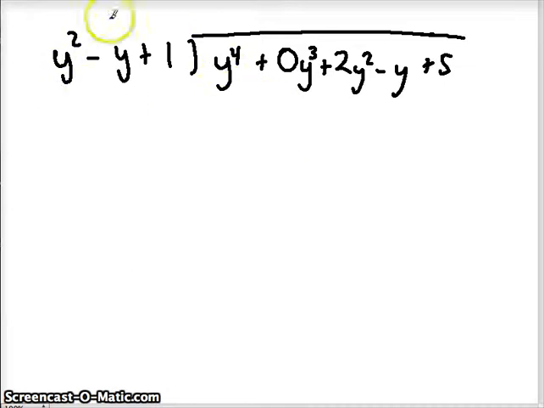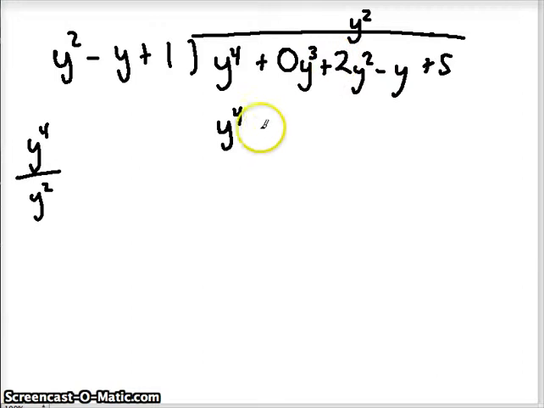So again, over on the left, we're looking for our variable with the highest power. That would be y squared. So we're going to see how many times y squared fits into all of these terms here. So our first term is y to the fourth, and we're seeing how many times y squared fits in. Well, that's y squared times. So we write that over the y squared, and multiply this by everything over here. So y squared times y squared is y to the fourth. Negative y times y squared is negative y to the third, and there it is.